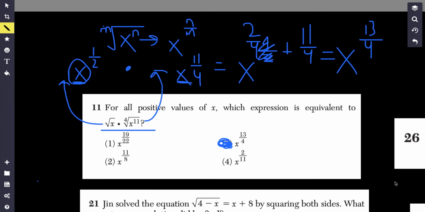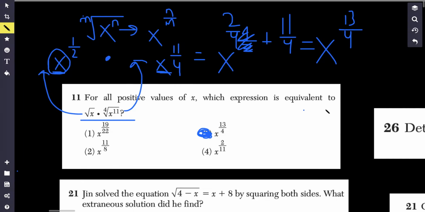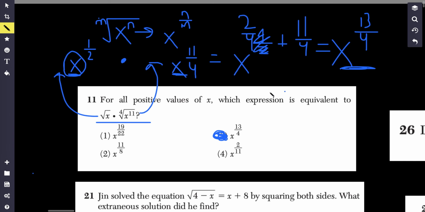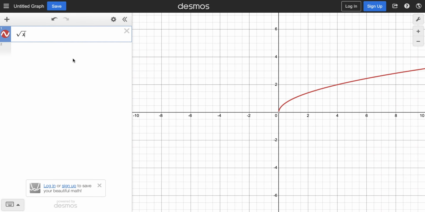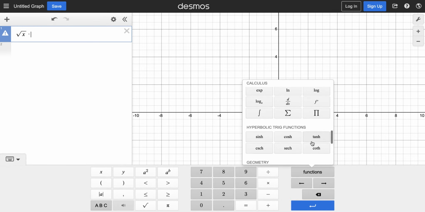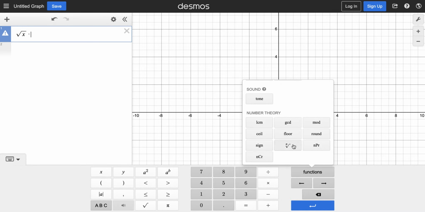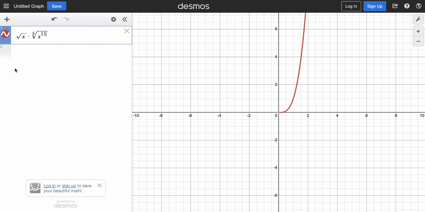Now, if you're really unsure about this answer, graph it out. I'm just going to be using Desmos, but you have a TI-84 for your Algebra 2 exam, so you can use that. You can press Y equals, and first of all, you graph out what you have originally. Originally, we have the square root of x times the fourth root of x to the 11th. So this is what we had originally.